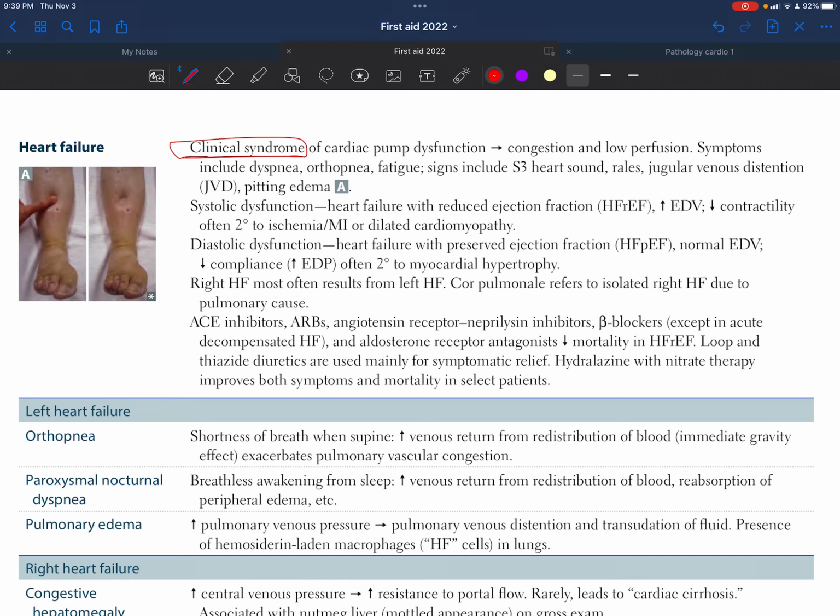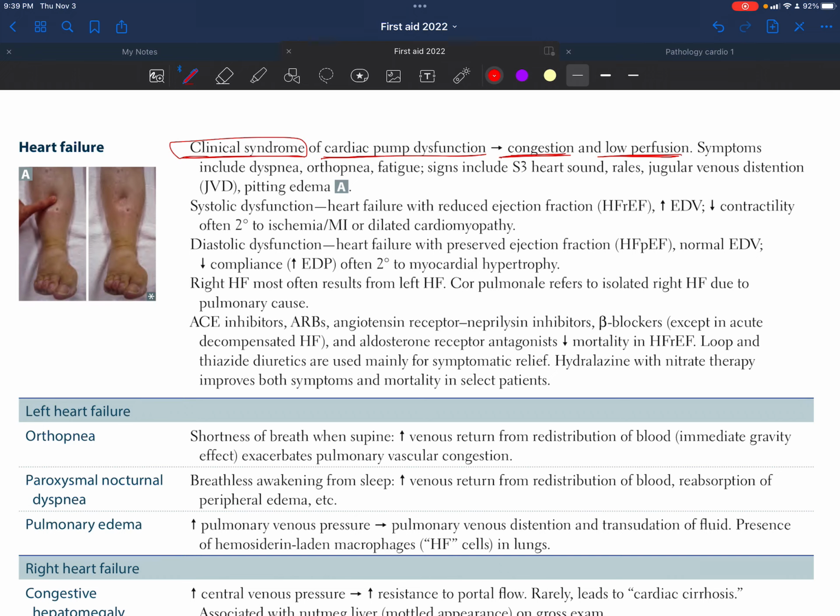Basically, the problem is cardiac pump dysfunction. So there is an issue with pumping the blood out of the heart. That's why we get congestion and low perfusion. So we get a congested heart and also low perfusion to the vital organs or any other organs.